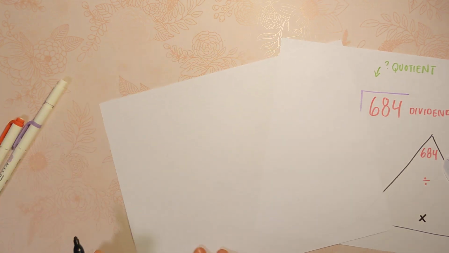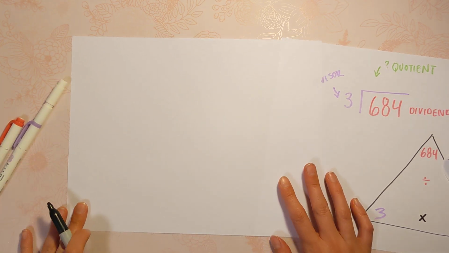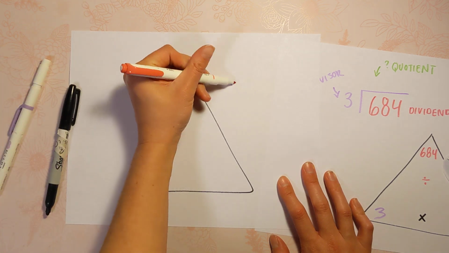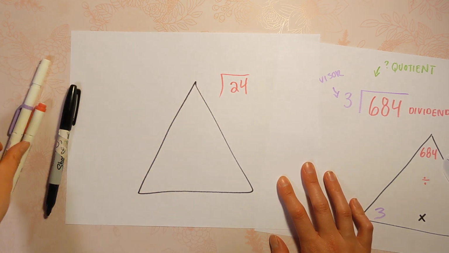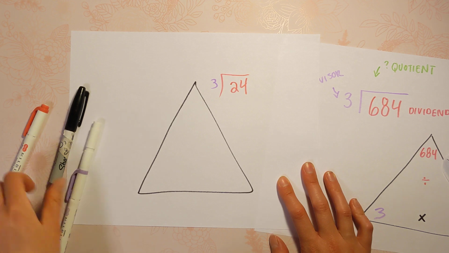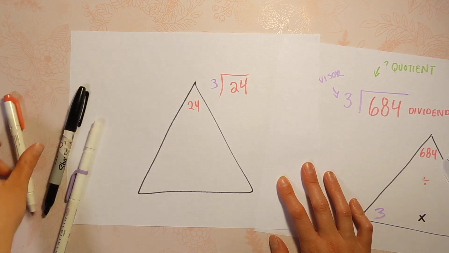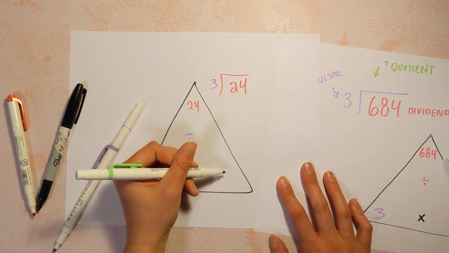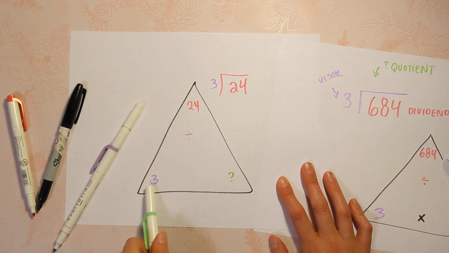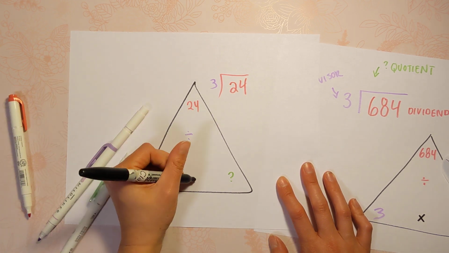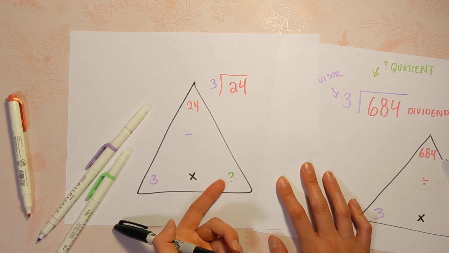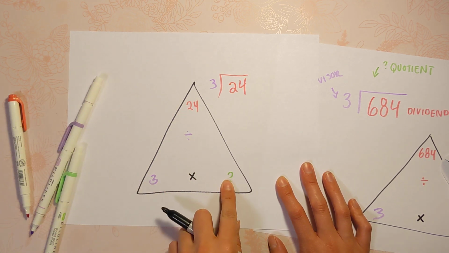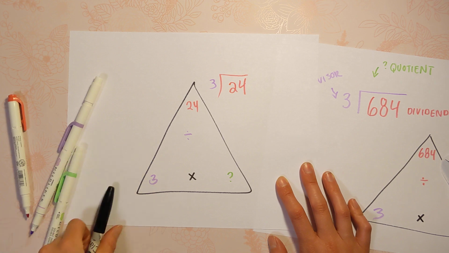So let's say that we were doing 24 divided by 3. So the 24 would go at the top, and the 3 would go here. We're dividing, and the quotient is the question mark. 24 divided by what equals 3? Well, we can multiply, skip count our 3's to get up to 24. We're dividing, but you can multiply to figure out your answer.